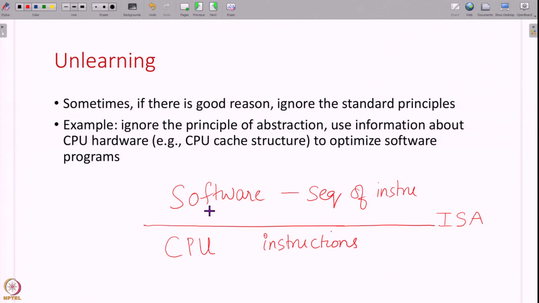So at any point of time in your system design, if you feel that some of these design principles are restrictive, you can go ahead, ignore them and do the opposite of what the principle says. But you should have a good reason. All of these principles are there for good reason, and therefore for ignoring them, you should have a good enough reason.